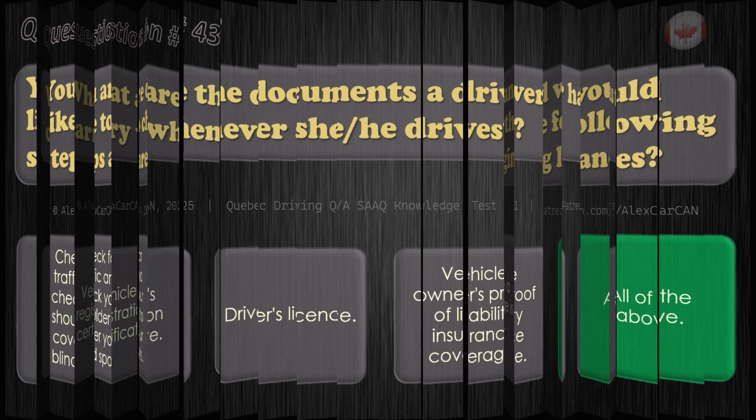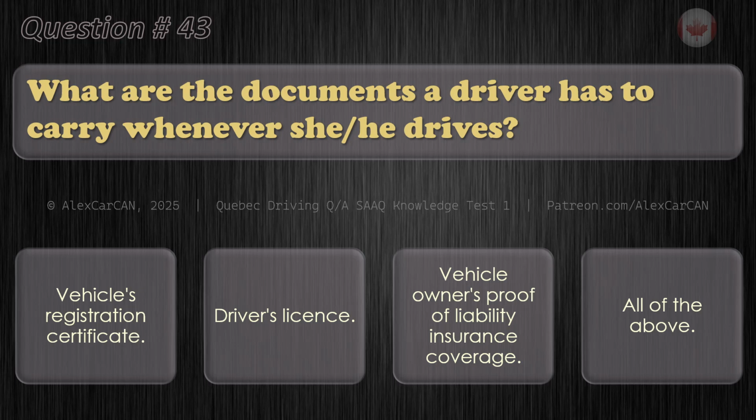Question 43. What are the documents a driver has to carry whenever he drives? Vehicle's registration certificate, driver's license, vehicle owner's proof of liability insurance coverage. All of the above. The correct answer is all of the above.